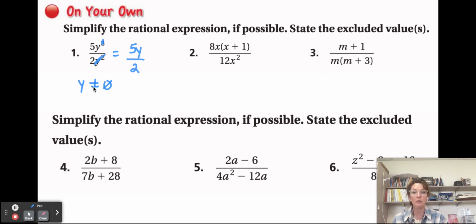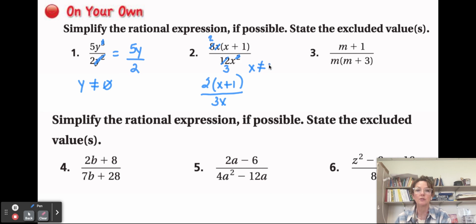That's definitely telling you we do not want y to be equal to 0. Here, there's no expression x plus 1 in the denominator, so we want to factor out, let's see, this x will cancel one of these x's. 8 and 12 have a common factor of 4, so we could go ahead and simplify, divide by 4, divide by 4. So now we're going to have what's left: 2 times the x plus 1 in the numerator and 3x in the denominator. And again, x cannot equal 0. That's our excluded value.